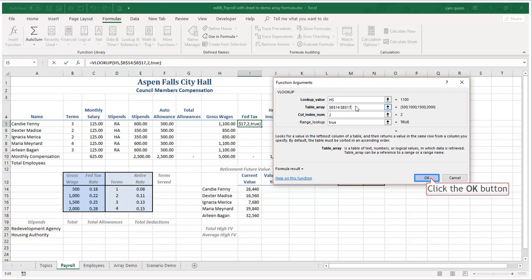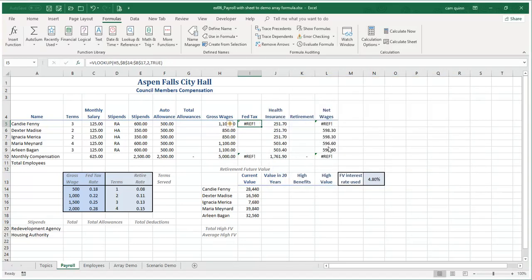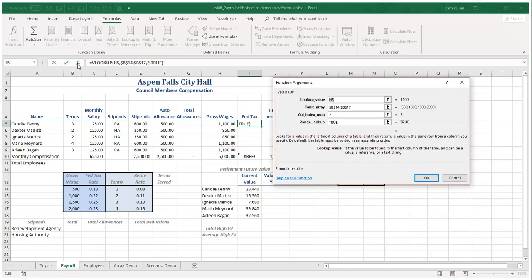And I'm going to click OK. What the heck happened there? Oh, I must have messed up something here. Hold on a second. So I'm looking up this in B14 to B17. Column index is 2. True.